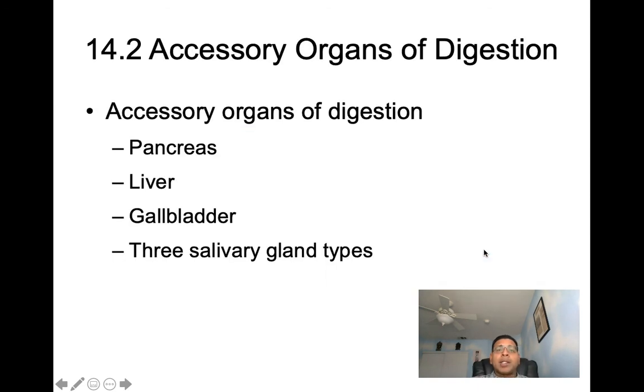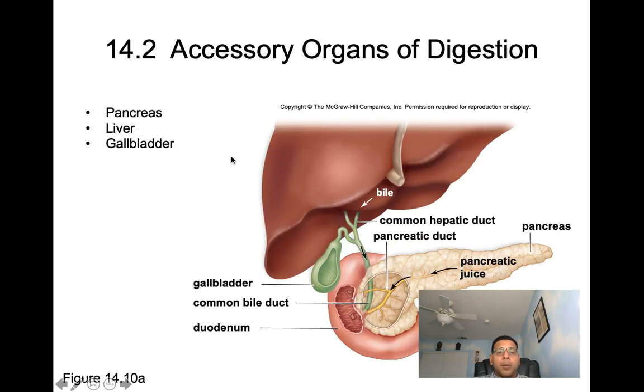Next, let's move to our accessory organs of digestion. Now, when we talk about our accessory organs of digestion, this will include our pancreas, our liver, our gallbladder, and our salivary glands. They're all different types of accessory organs. First, let's talk about the pancreas. The pancreas is found lying deep in the abdominal cavity, as we've mentioned before. It's elongated and somewhat flat in appearance.